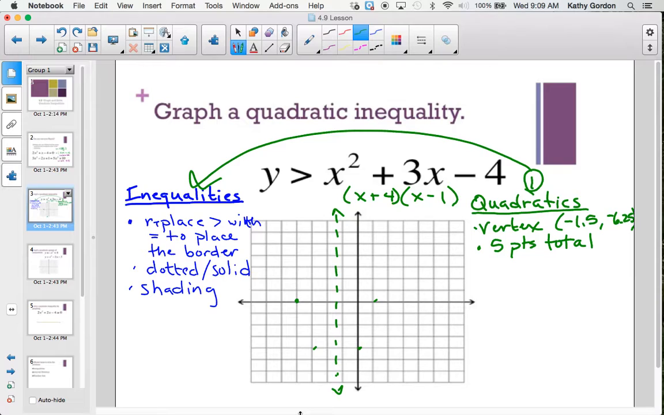Now, before I actually draw it, I have to decide, should I draw this as a dotted or a solid? Why dotted? Right. So that goes back to our inequality and what inequality sign we're using. If it's strictly greater than or strictly less than, it's a dotted line. If it's greater than or equal to or less than or equal to, then that's when we use the solid line. So now when I go to draw this, I draw it as a dotted line.